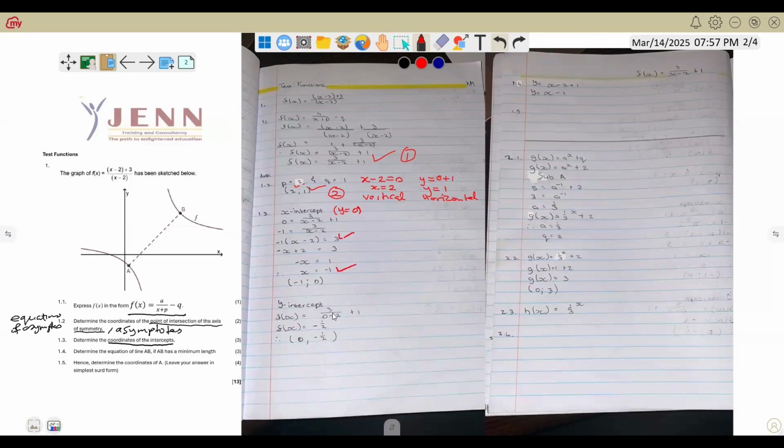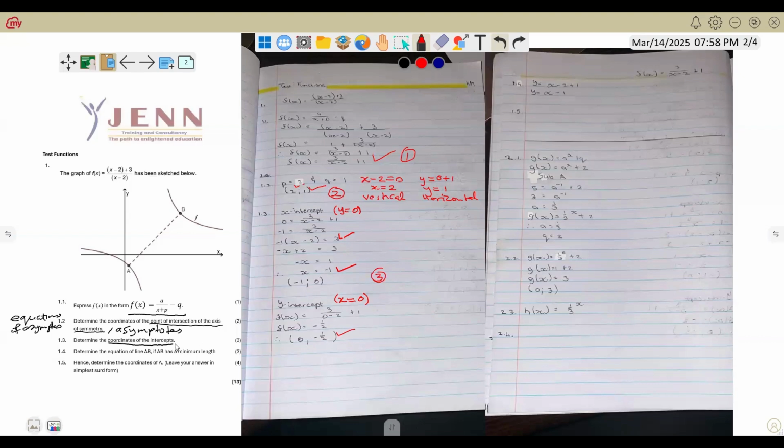Yes, sir. Then for the y-intercept, we know that we substitute x equal to 0. Then you substitute there. When you get your answer, write your answer in coordinate form, because if they specify coordinates and you leave your answer not in coordinates, you are going to lose marks. You got that right? Yes, sir.